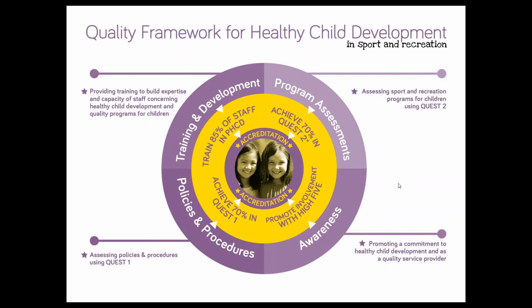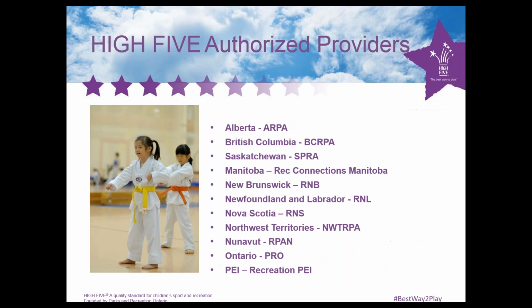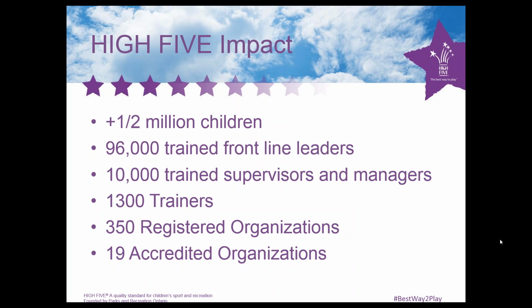Just briefly, as Stacey mentioned, we are all across Canada. We have authorized providers in all of those provinces and territories that are listed. And our impact is that we reach more than 500,000 children annually through almost 100,000 frontline leaders and supervisors and managers who do quality assessments. We have 1,300 active trainers in the field, and we have more than 350 registered organizations. A registered organization could be like the City of Calgary, it could be a Boys and Girls Club of Saskatoon, it could be a private sports club.